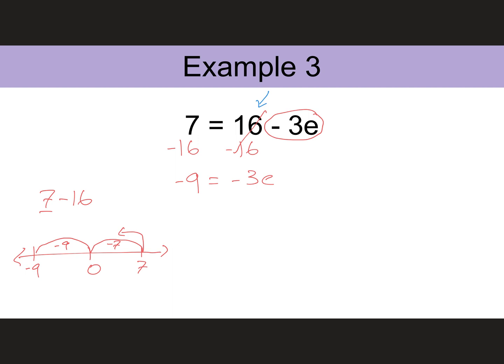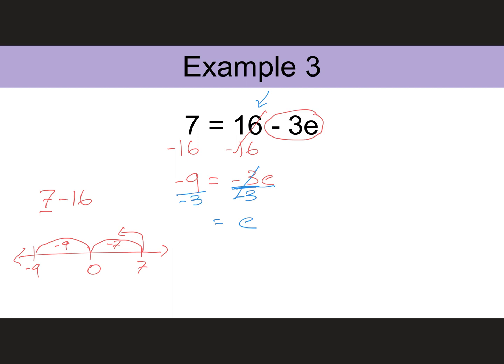So now I have one more step. How do I turn this e to be a positive 1? Well, I'm just going to divide by this number, this coefficient here. Negative 3 divided by negative 3 cancels out. A negative divided by a negative is a positive. Negative 3 divided by negative 3 is just 1, which means I also divide my left side by negative 3.